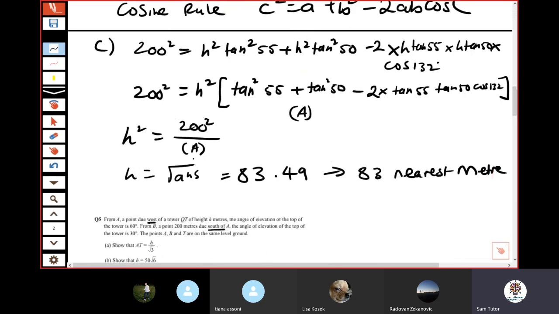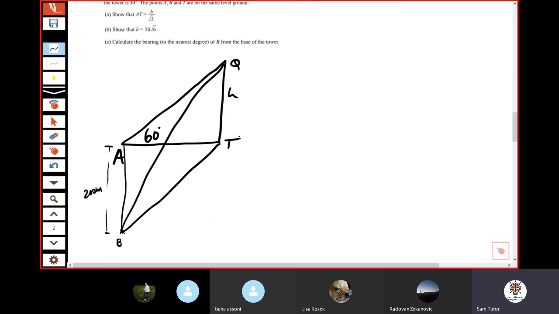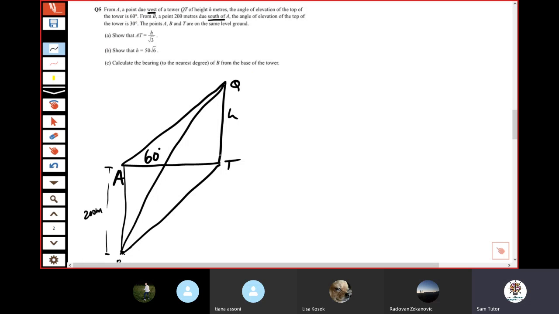Yeah, it's definitely right. Okay, the points A, B, and T all lie on the same level ground, which I think we can see. Show that AT is equal to h on root 3. Okay, show AT. Anyone can help me out with A? Actually, Rad, let's do A together. What are you going to do to find AT? So tan 60 degrees equals h on AT. Yep. And then where do you think this root 3 business comes from?